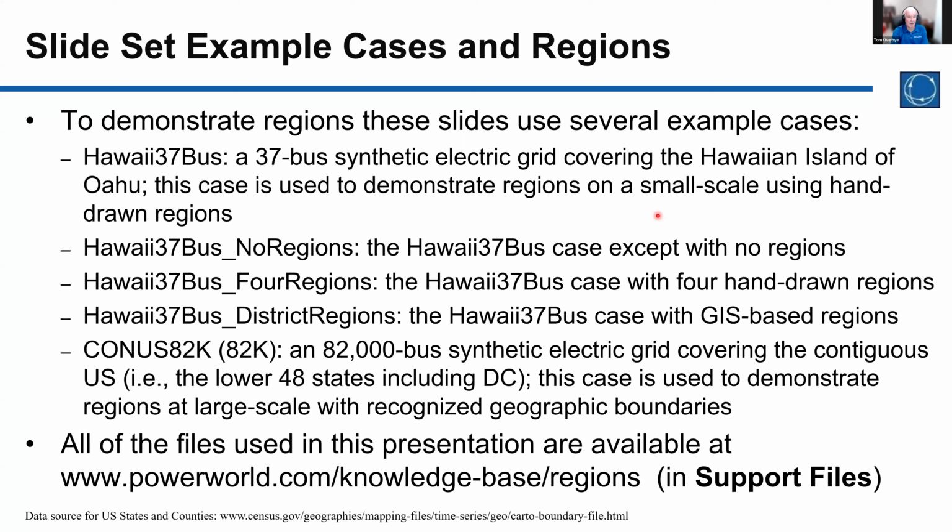And then the other one is much larger. It's an 82,000 bus synthetic grid that covers the lower 48 states of the US and DC, what we call CONUS. And it will demonstrate being able to use regions on very large cases. All the files used in this presentation are available at the website given there.